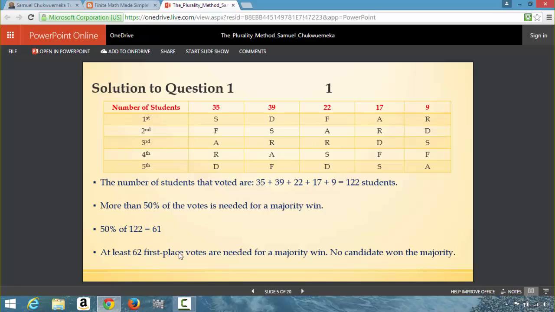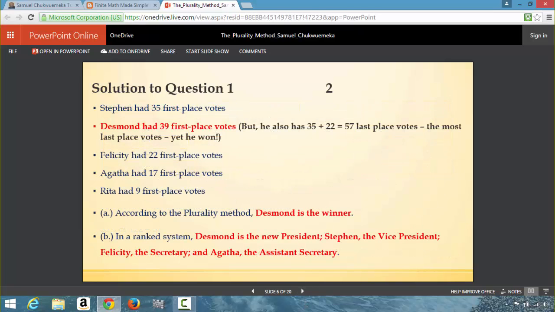We do, because under the plurality method, we are not looking at the majority per se. We are looking at the candidate with the most first place votes. And from here, we see that Desmond had the most first place votes, 39 votes. Therefore, Desmond is the winner. That is the way we do it for the plurality voting method. So Desmond is what we call the plurality candidate, and he is the winner.